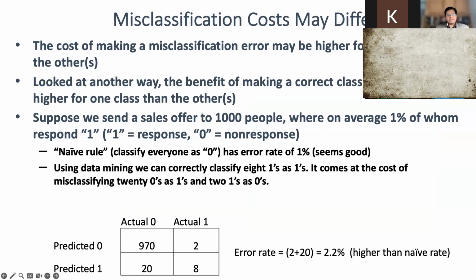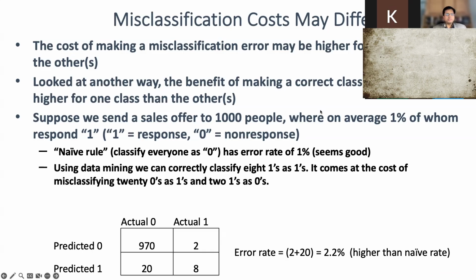So the misclassification cost, as I mentioned, can differ between types of customers we are misclassifying. The cost of making a misclassification error may be higher for one class than the other, the 10,000x situation that we just saw in the promo example. In another way, the benefit of making a correct classification may be higher for one class than the other. So this example basically says that, let's say we send a sales offer to 1,000 people.